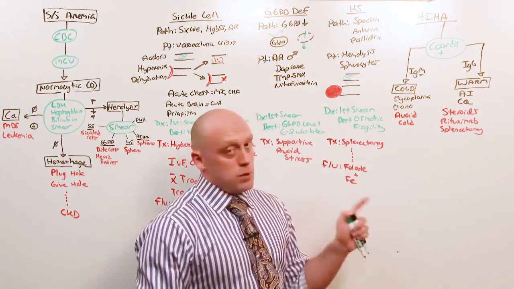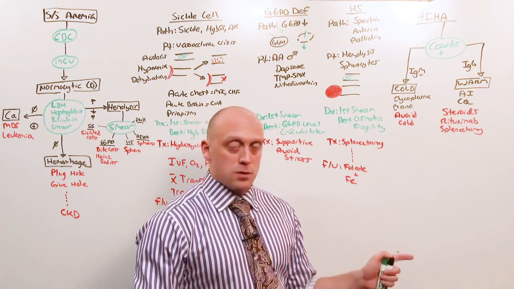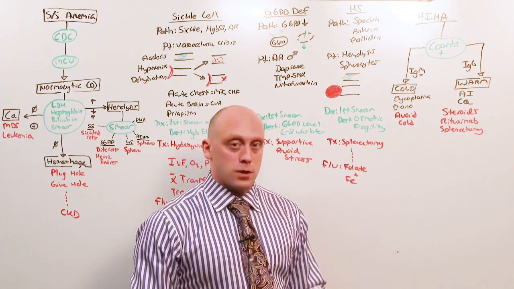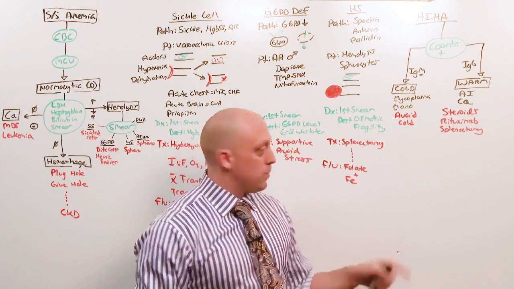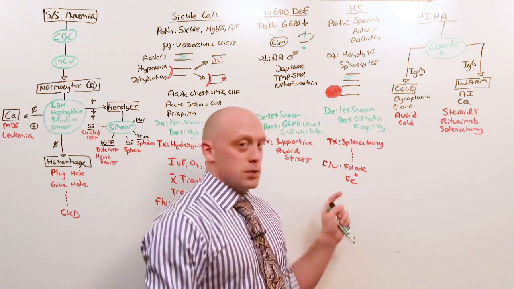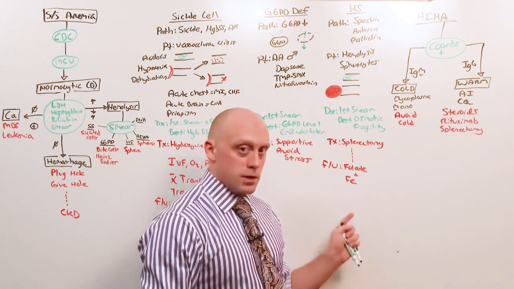Remember that autoimmune hemolytic anemia can present with spherocytes. Positive Coombs, spherocytes, autoimmune hemolytic anemia. Spherocytes, negative Coombs, hereditary spherocytosis.